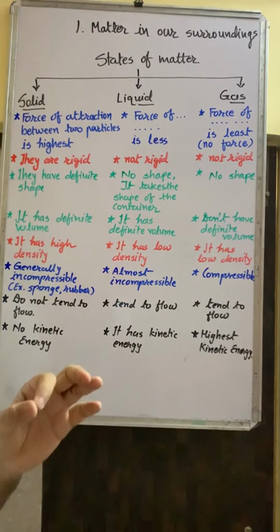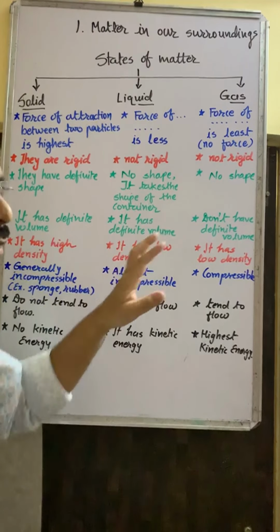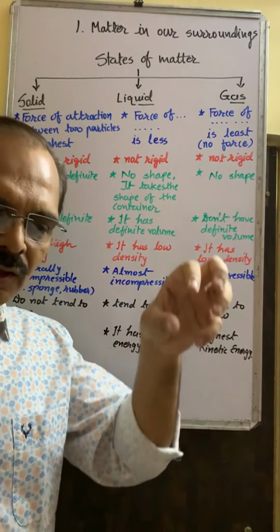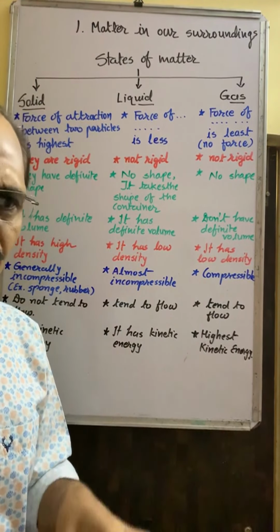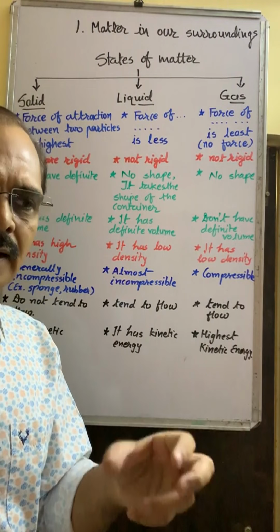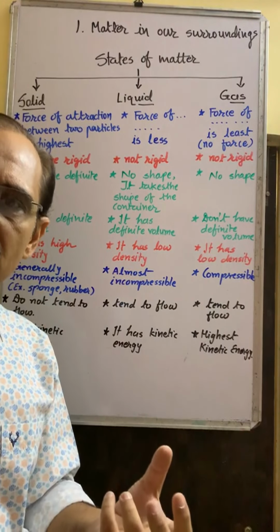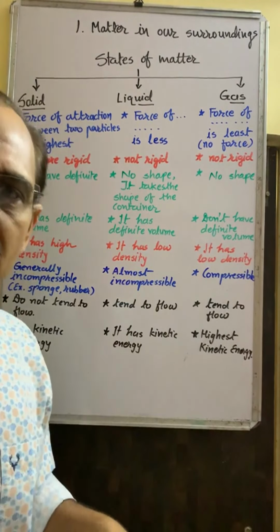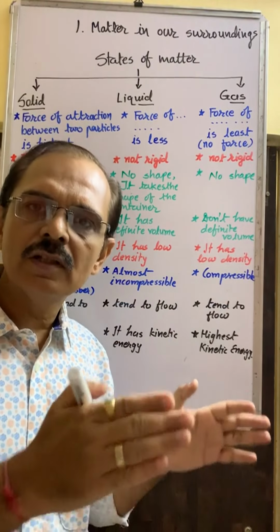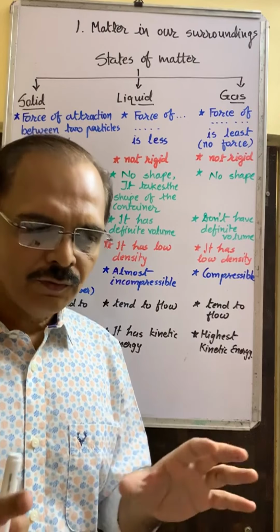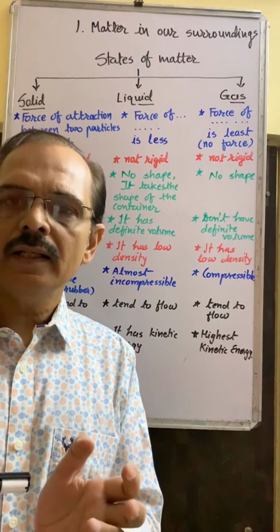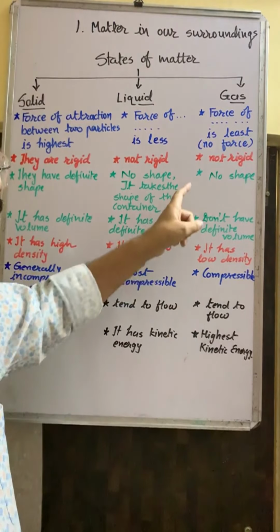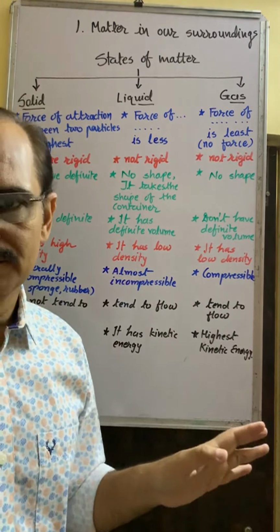Now, shape. Solid has definite shape, and liquid has no shape. It takes the shape of the container in which we pour it. If you pour in a glass, then the shape of this water or liquid is the shape of the glass. If you pour in any cylindrical container, then the shape of the water or liquid is a cylinder. If you pour into a spherical container, then the shape converts into a sphere in this way. And gas has no shape.